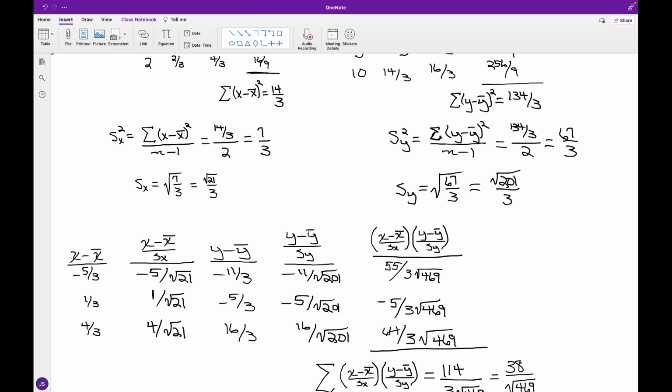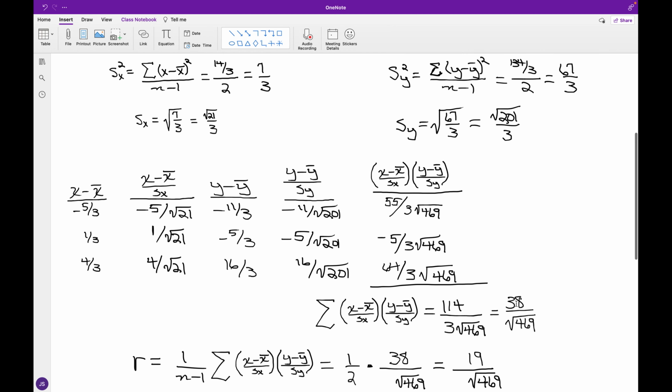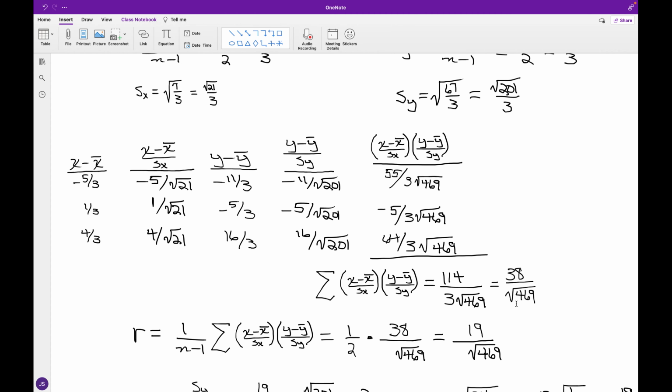And if I look now at the differences over the corresponding sample standard deviations, for the second column and the fourth column values, if I multiply them together, I'm looking at the products. So you have negative 5 times negative 11, you have 55, and the square root of 21 times that of 201. This would simplify to 3 times the square root of 469. Following through in the same fashion, I got negative 5 over the same denominator, and we have 4 times 16 is 64, again all over 3 times the square root of 469.